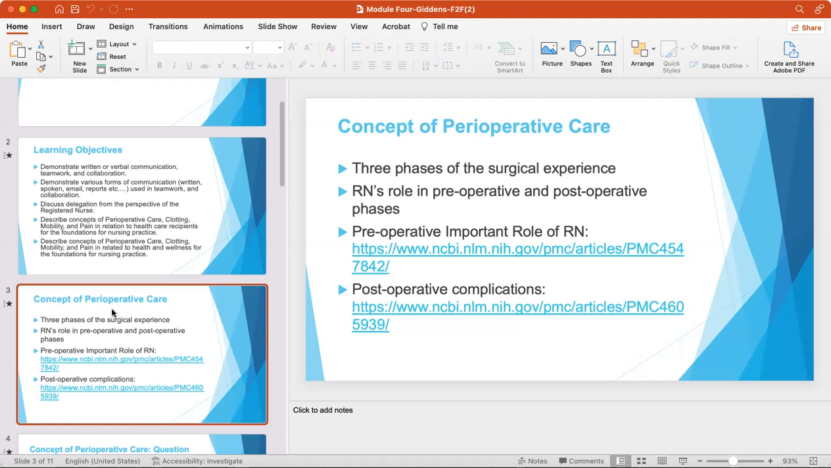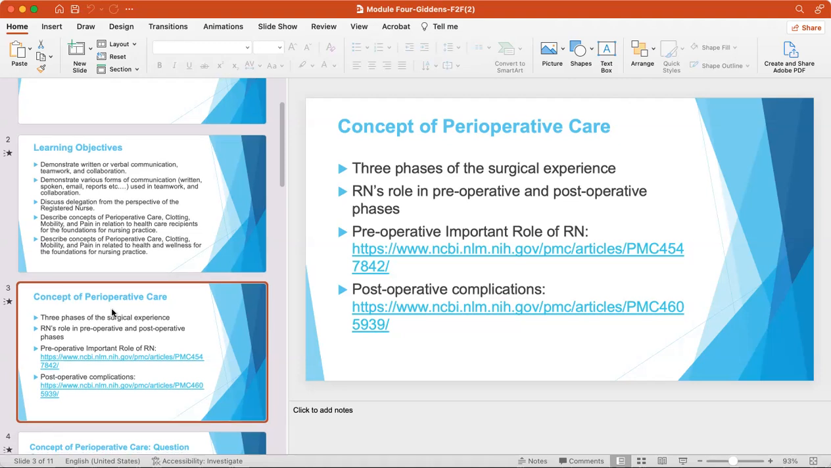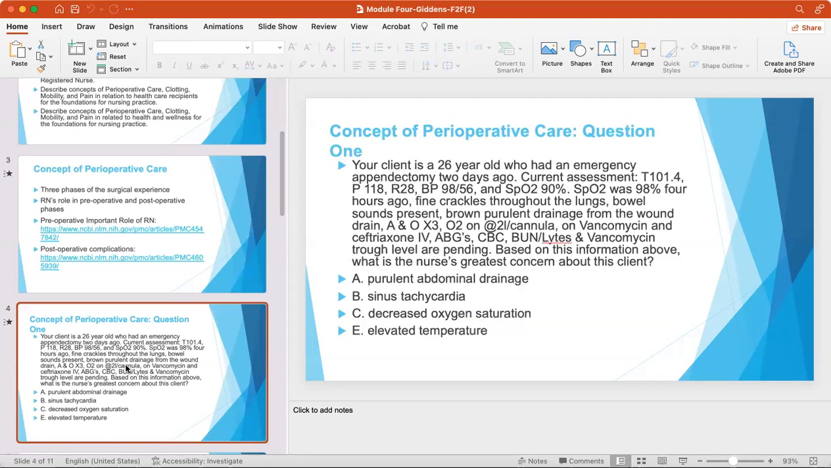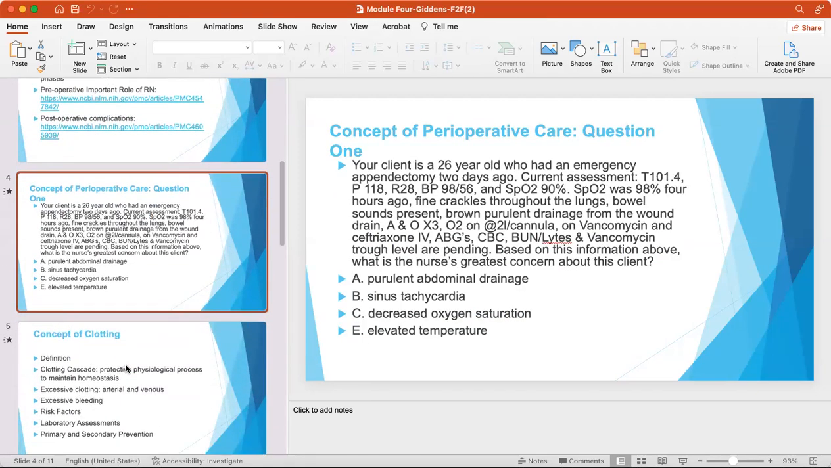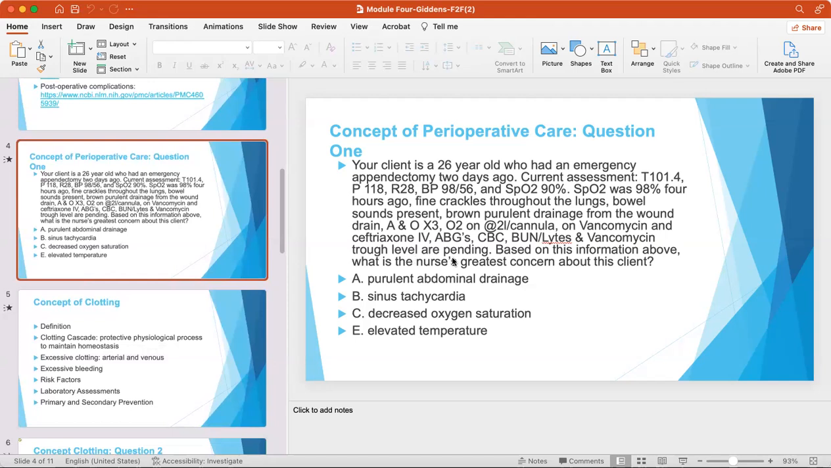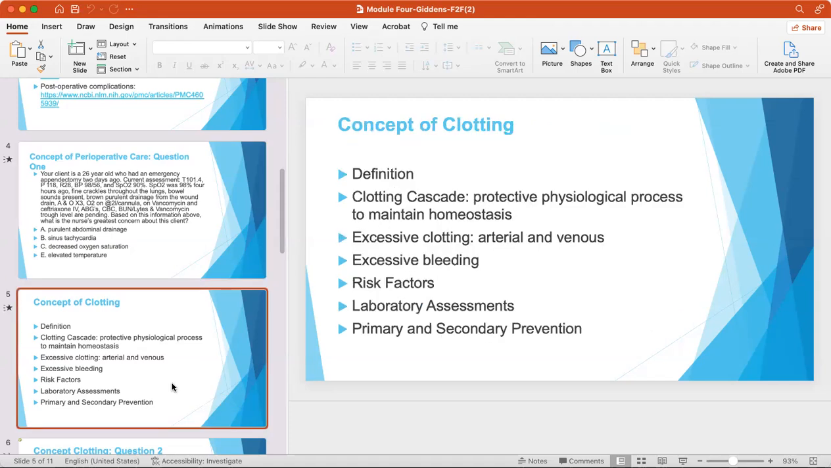And just remember, there's a question here on perioperative care, so make sure you answer that. And remember the stem of the question: what is the nurse's greatest concern about this client? Okay, so make sure you turn in your lab document before Sunday.